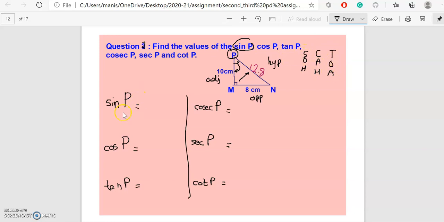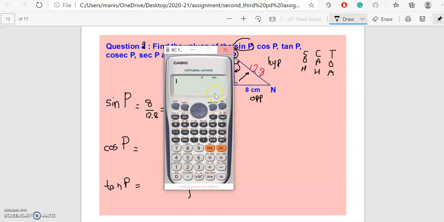S is for sine. Sine is opposite over hypotenuse. What is the value of opposite? 8. What is the value of hypotenuse? 12.8. If you write it in the simplest form, it will be 2 times 4, 6.4. If you have a calculator, in this one, you press this one over here, if it works for me.